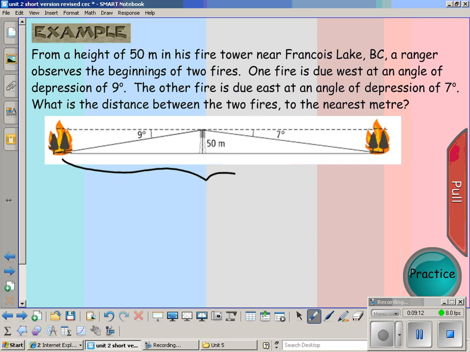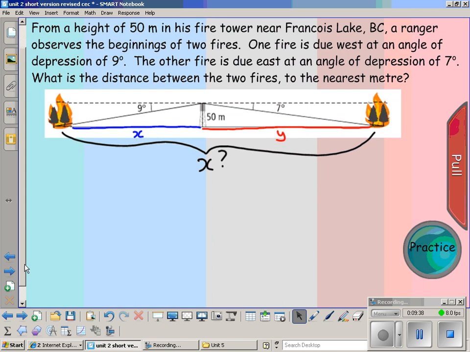So what we are looking for is this distance. But we're not going to be able to find it in one step. What we are going to have to do is first find this distance in the first triangle, and then find this distance in the second triangle. And then we can add them together.